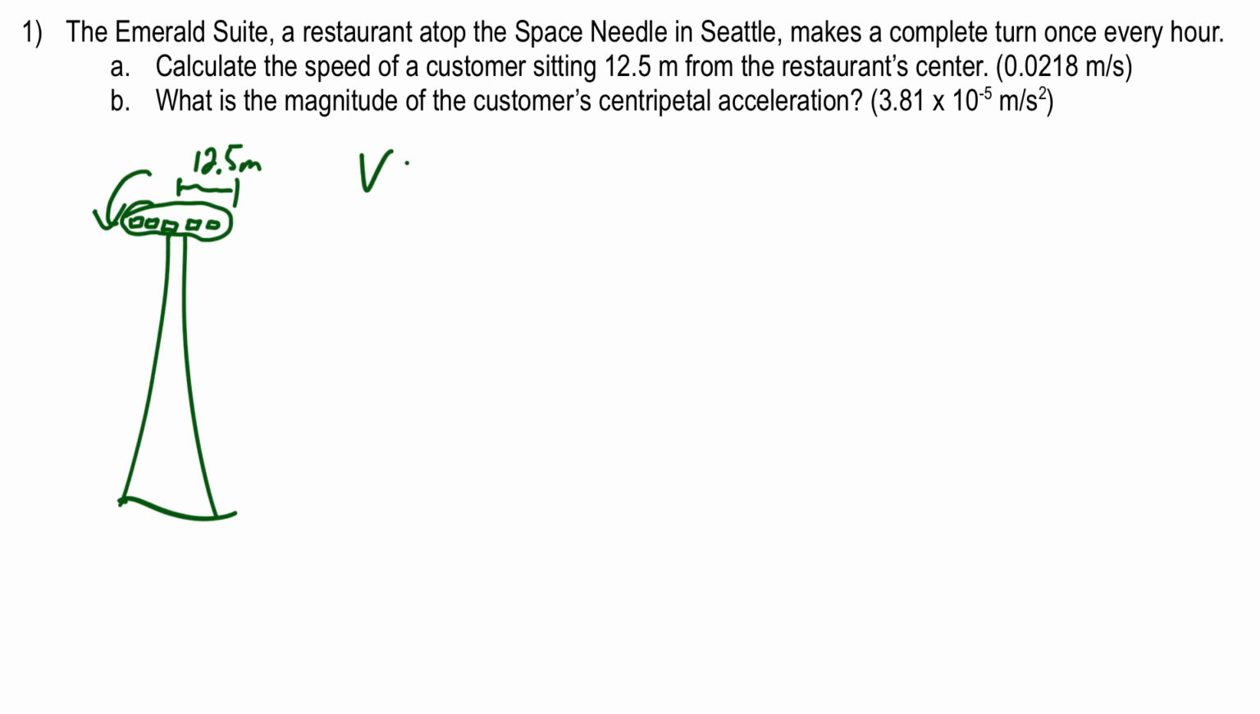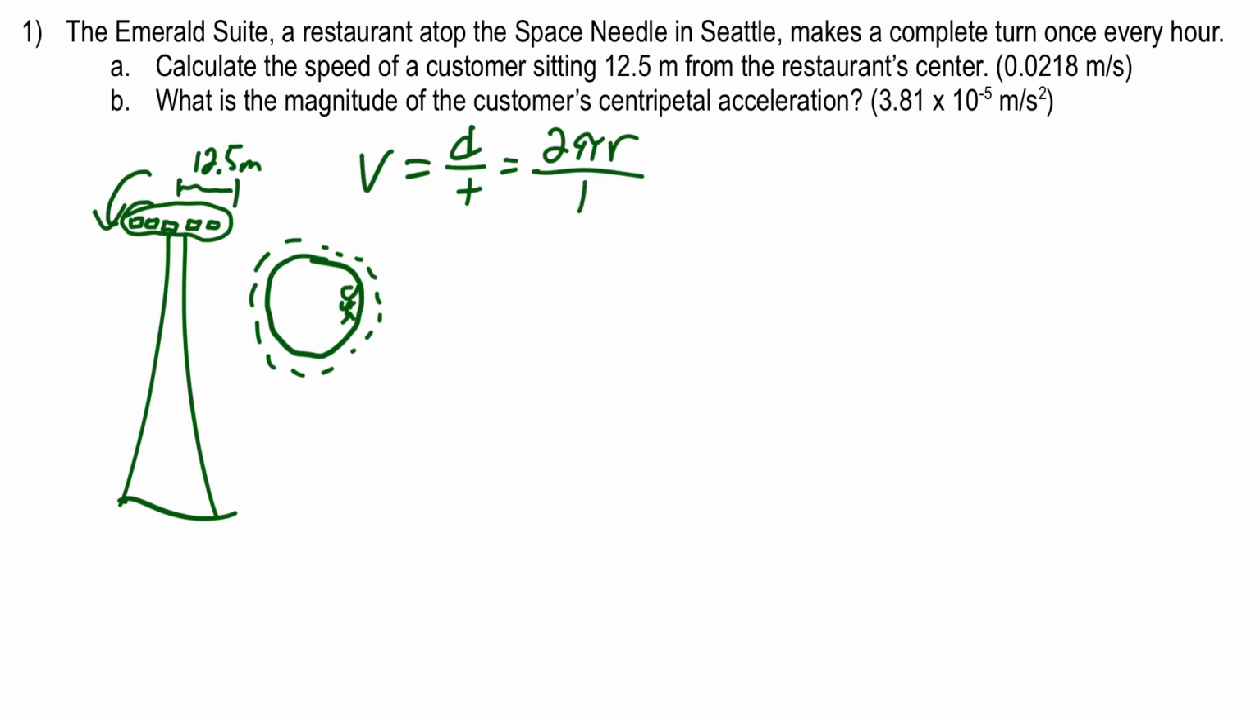To find velocity, remember velocity is simply distance over time. If our customer's right here on this circle, they're going to be making a loop around, traveling one full circumference. That's the distance they make in one full revolution, and that's going to take 1 hour. So we calculate 2 pi, that's the circumference, times the radius, 12.5 meters, and then that takes 1 hour.